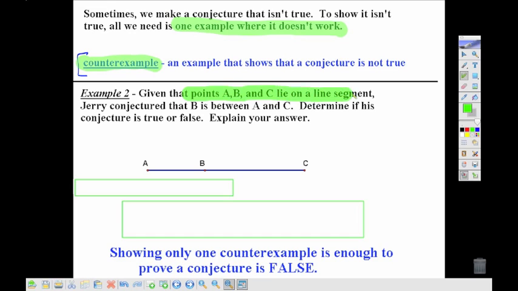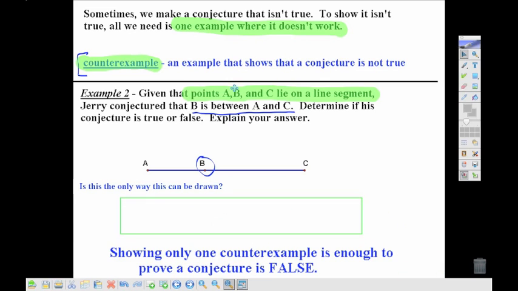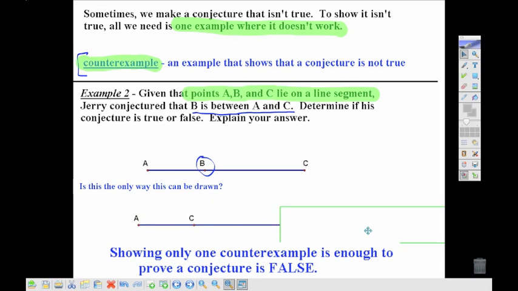So if you're asked to find a counterexample, read the problem carefully. Points A, B, and C lie on a line segment, and see if your picture actually reflects exactly what they're saying. For example, we conjectured that B is between A and C. Now, based on our picture, that's true. But is that the only way that we can draw the picture? Actually, it's not, because this statement did not tell us about the order of the points. In this picture, A, B, and C still lie on the same line segment, but now C is between A and B, and that one example is enough to show that our conjecture is false.